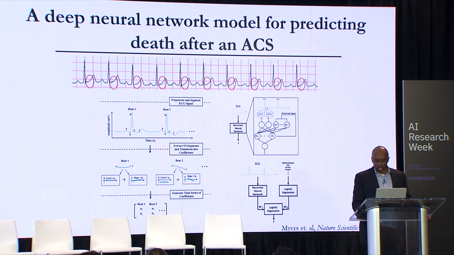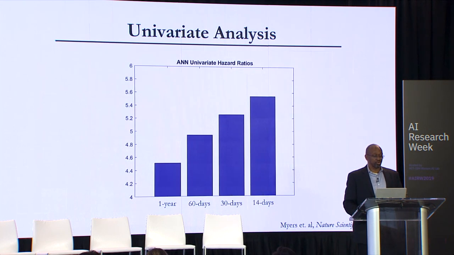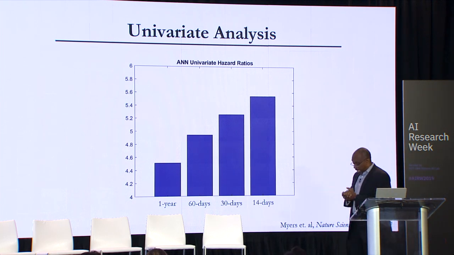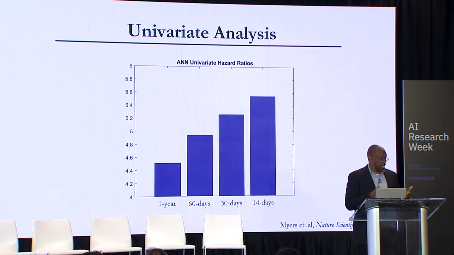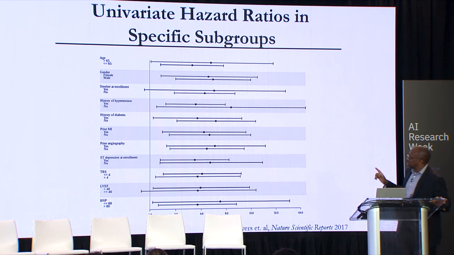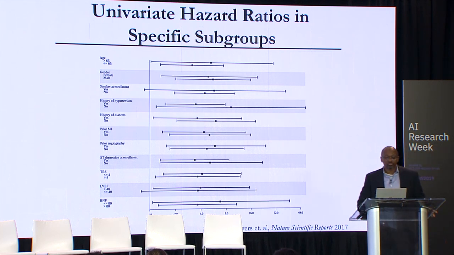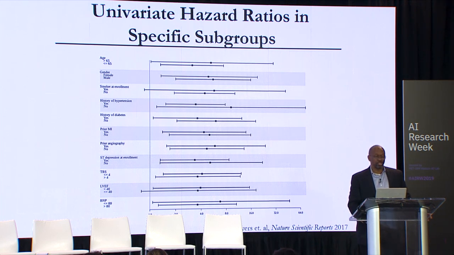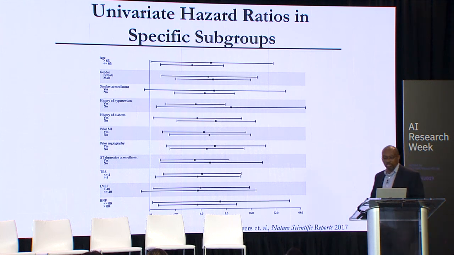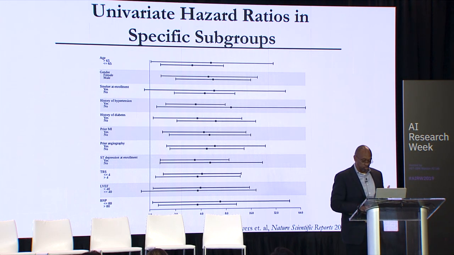Well, I'm not going to go through all the laborious details, but the model does pretty well. If you look at the neural network, the univariate hazard ratio, so your risk of dying at 14 days, if you're predicted to be high risk, is significantly higher than if you're not, and at 30 days, 60 days, and so forth. We show that this works, just to show you that the model works, both when you are mature, greater than 65, or when you're naive, less than 65. In many different patient subgroups, it still is applicable. But the question at the end of the day is, again, what has a model learned?